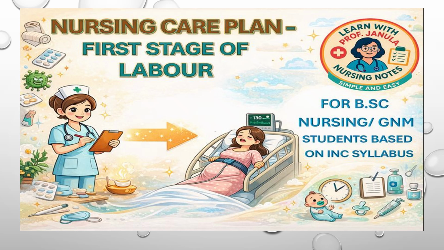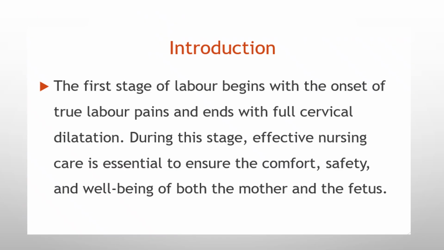In today's video, we're going to learn about the care plan of a mother who is in the first stage of labor. Let's get started. The first stage of labor begins with the onset of true labor pains and ends with full cervical dilatation. During this stage, effective nursing care is essential to ensure the comfort, safety, and well-being of both the mother and the fetus. A systematic nursing care plan helps in early identification of maternal and fetal needs, pain management, emotional support, and prevention of complications.